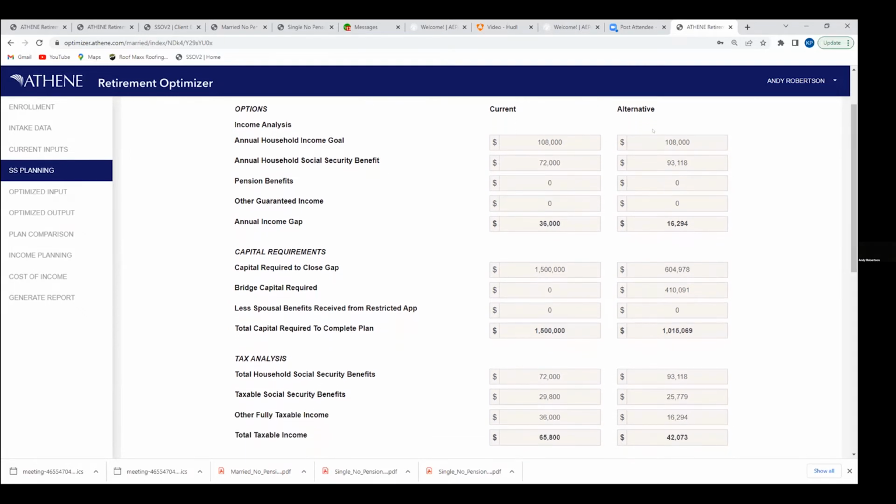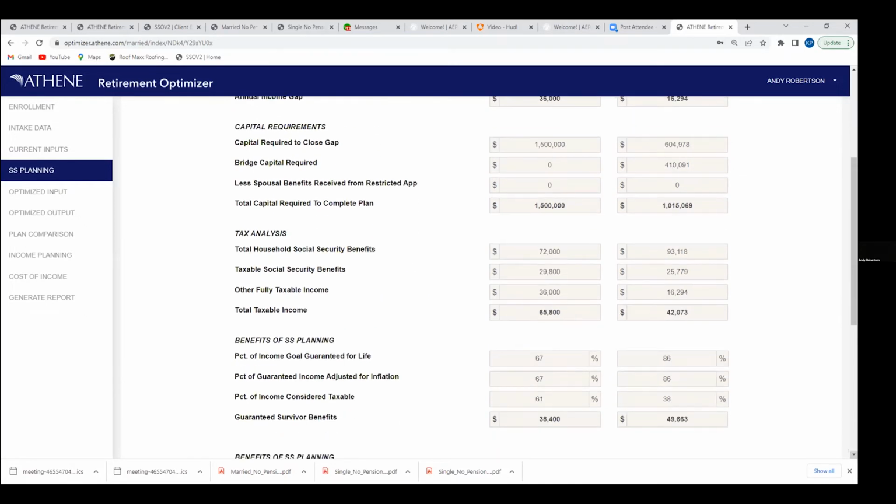So first and foremost, we talk about, again, what's the income goal? What's Social Security going to provide? Then what's the gap? And once we've established the gap, we revisit how much capital is required. It's $1.5 million if you take benefits at FRA and use an asset allocation strategy with the intent of having a 95% probability of success over 30 years, and it's $1,015,000 if the only change you make is when you take benefits, and in this case, that's age 70.